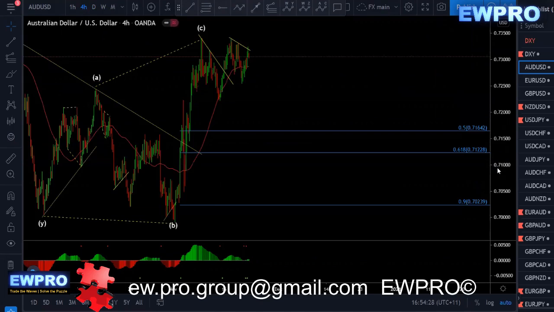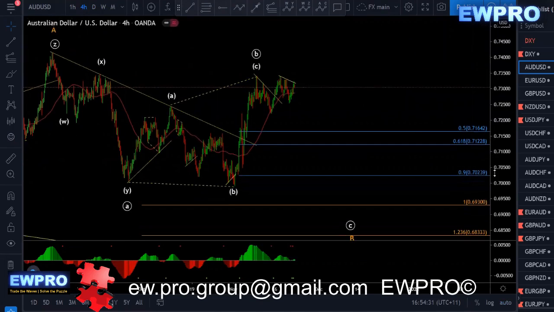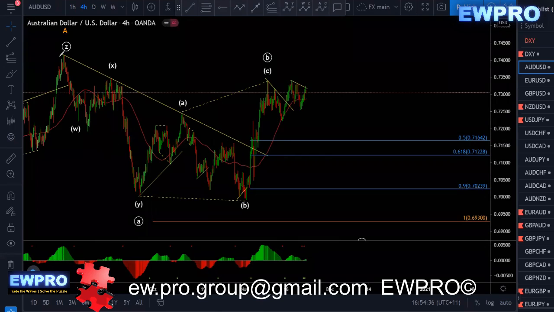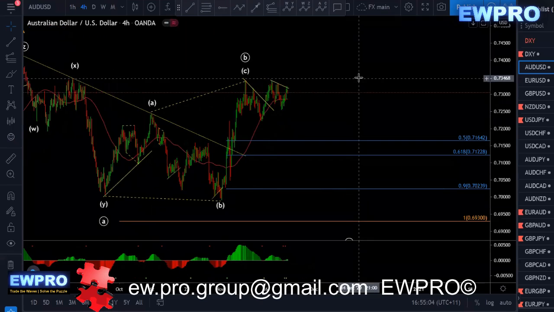H4, I still haven't changed this count because it still can play out like this. A, B, and the C. We still can get this down. It's looking unlikely now, but I still do have that count on there because it still is a possibility. I don't really like it now as getting that C down, because we have broken out of this trend line and we've stayed up here. So I'm only really looking for buys.